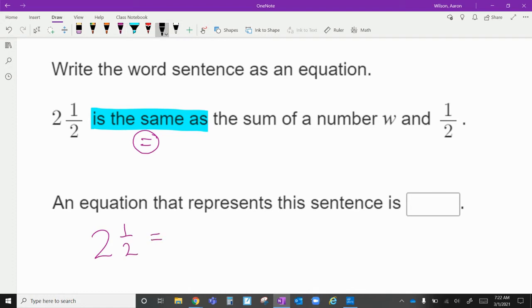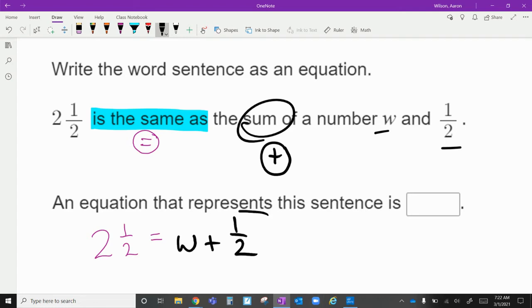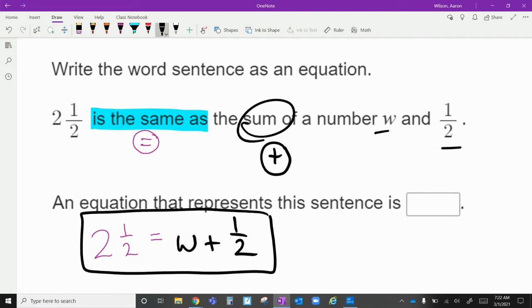Ooh, there's another word, the word sum. Well, hopefully by now we know that the word sum stands for the answer to an addition problem. So when it reads 2.5 is the same as the sum of a number w and 1/2, that is simply put 2.5 equals w plus 1/2. And believe it or not, that is the answer that goes inside that box. 2.5 equals w plus 1/2.